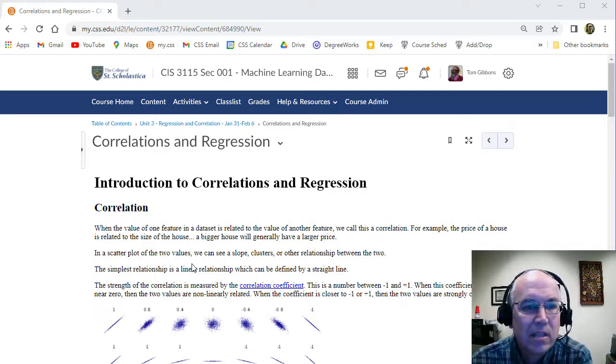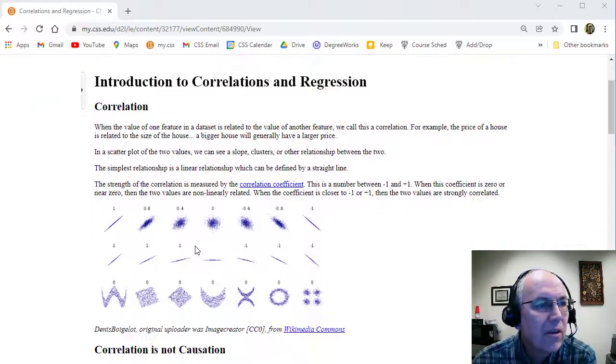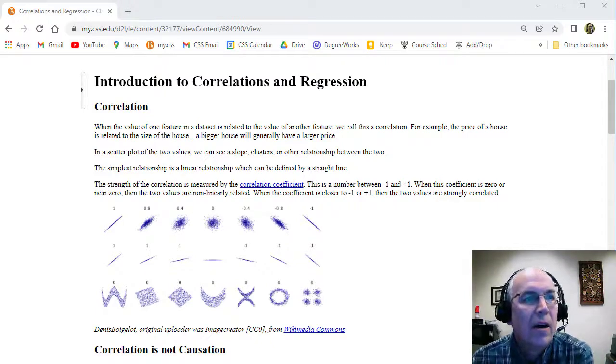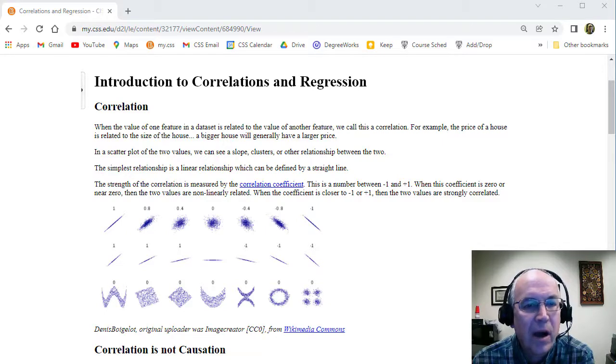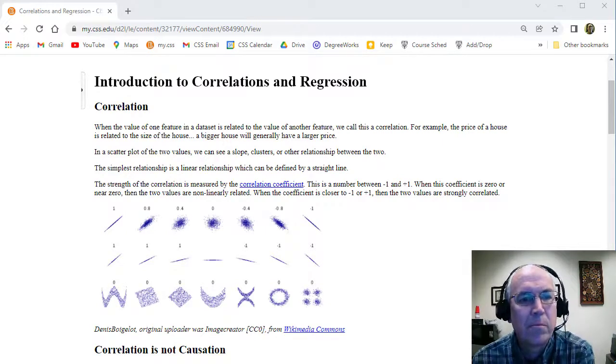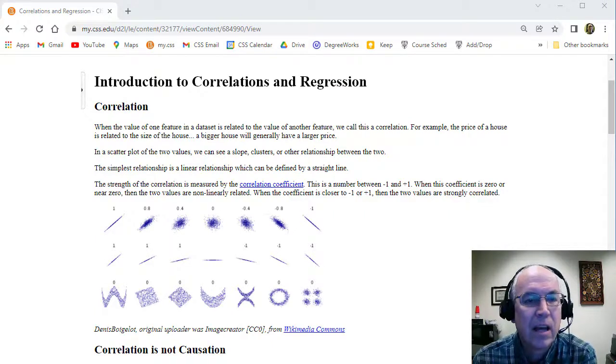The simplest example of this is a linear relationship, where we draw a straight line to define how they're related. The strength of a correlation is measured by its correlation coefficient. This is a number between -1 and +1. Values at about +1 show that they're positively related. So as the size of the house goes up, the price of the house also goes up.